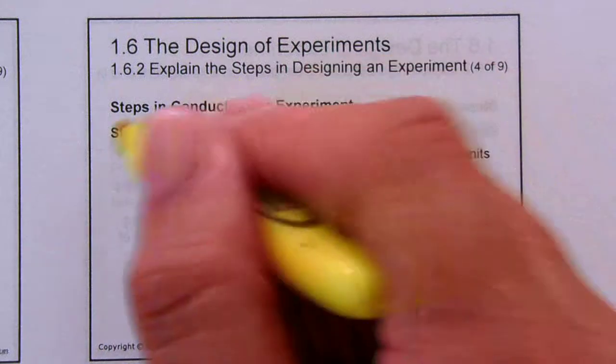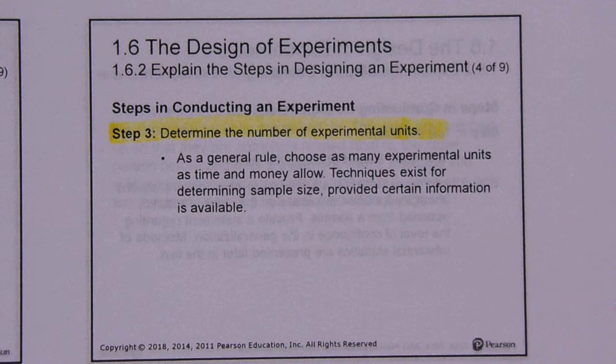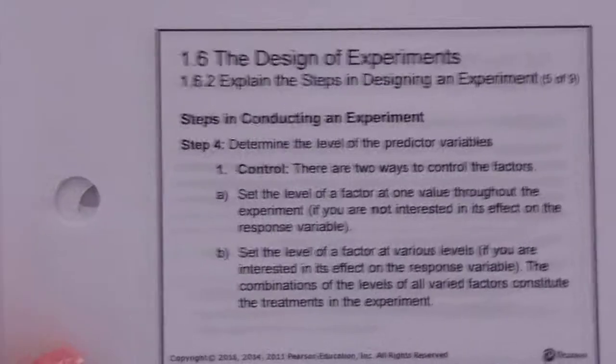Then determine the number of experimental units. You want to have as many people in your study as possible, because the more you have, the more effective your experiment is going to be. The more people you have, the more time consuming it is, the more costly it is. So there are limits to how much you can include in your study. That depends on what your resources are, but you're going to determine the number of experimental units.